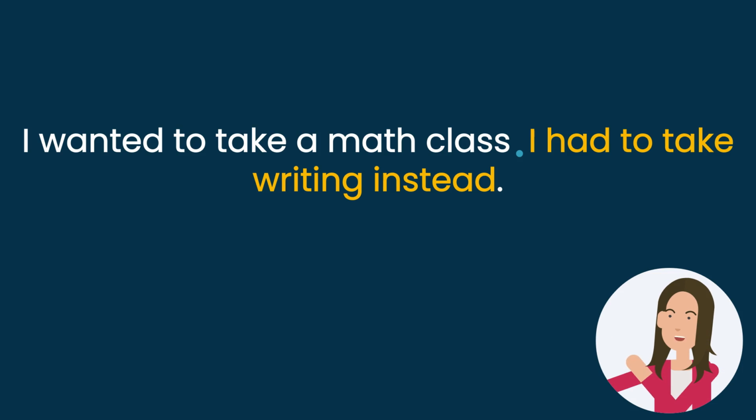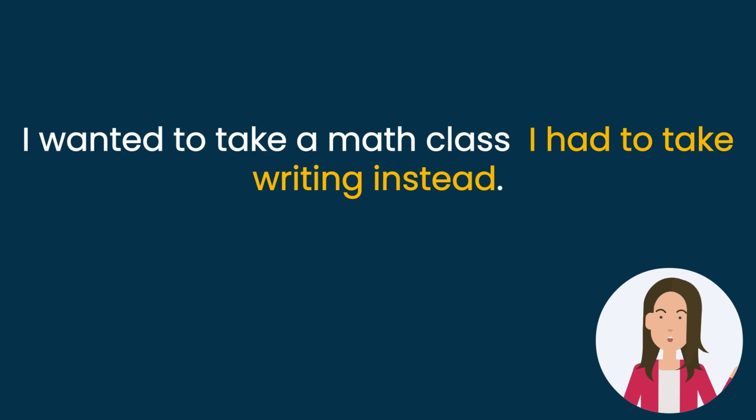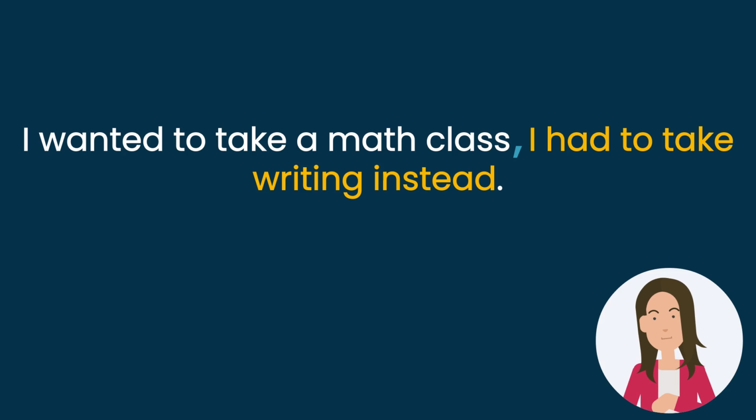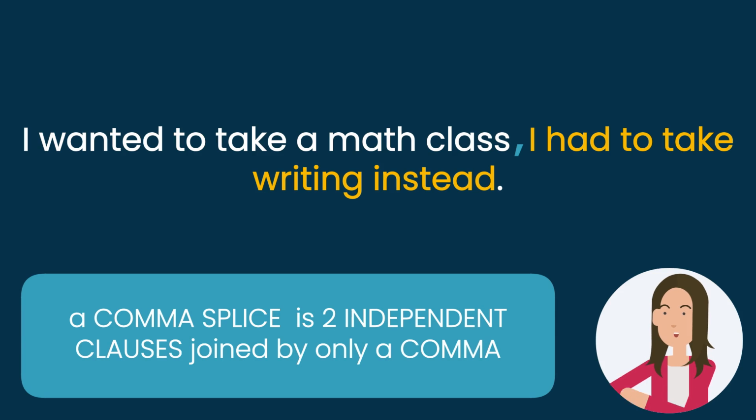So how do we create a compound sentence? We can combine two independent clauses together with a comma and a coordinating conjunction. One of the most common mistakes that folks make is joining them with only a comma. Like this. But when you do that, you create another kind of run-on called a comma splice.